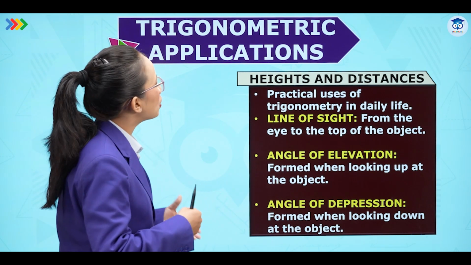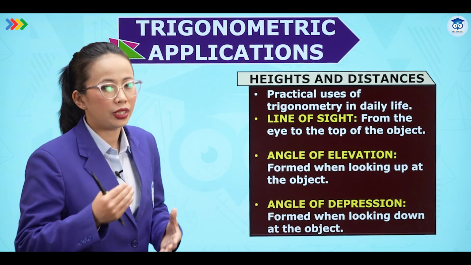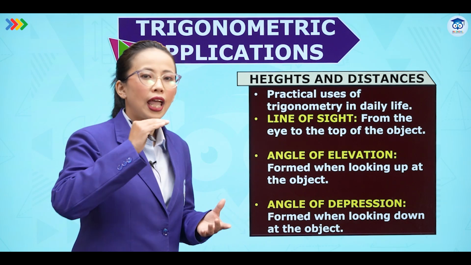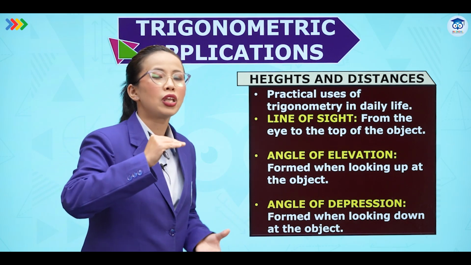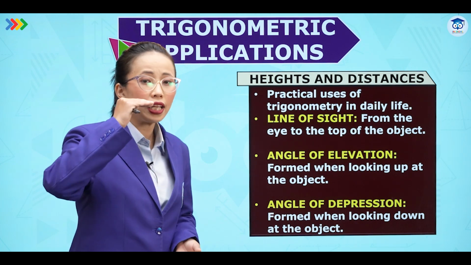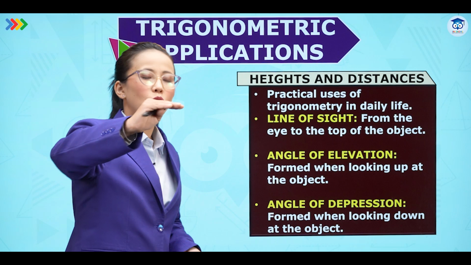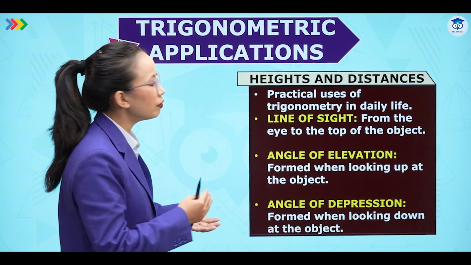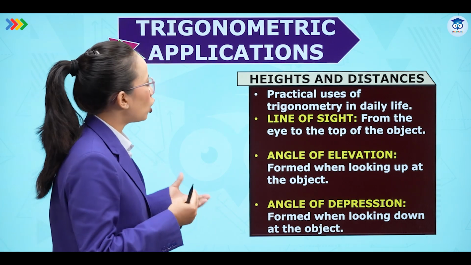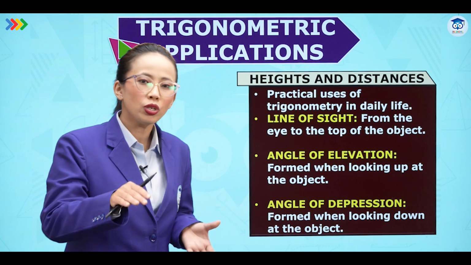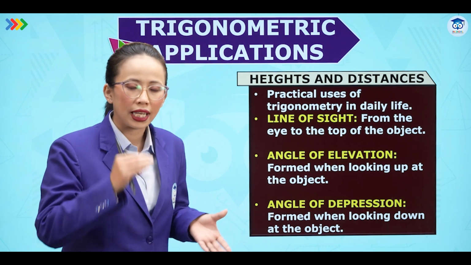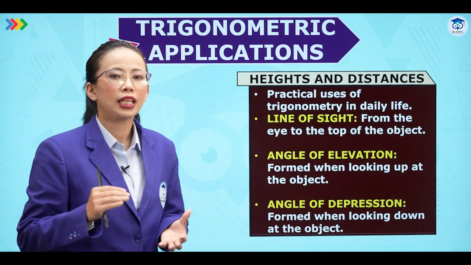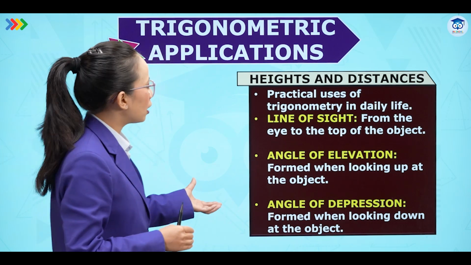Next, we have the angle of elevation. Suppose we are looking up. The angle of elevation is the angle formed between the line of sight and the horizontal line formed at the eye. So that angle is nothing but the angle of elevation. Then the angle of depression means, suppose you are looking down, we have an angle between the line of sight and the horizontal line at that point, which is called the angle of depression.